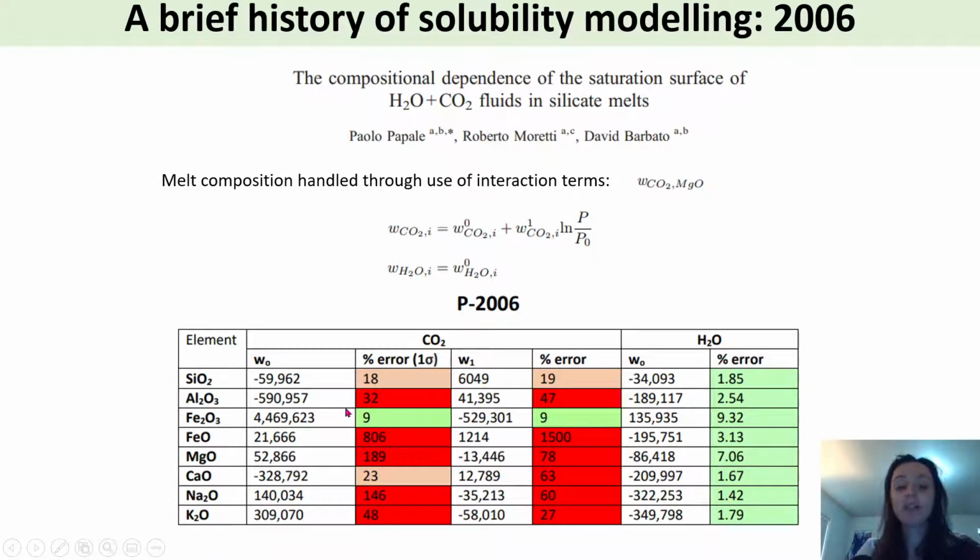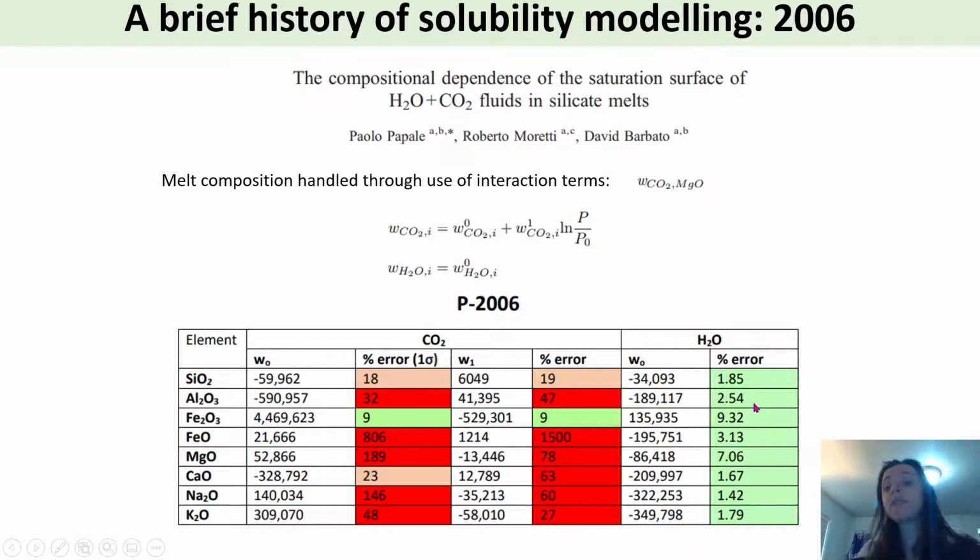And then the error on the coefficients is shown to the right hand side, and these are coloured, so less than 10% is green, up to 25% is sort of salmon, and then higher than 25% is red. What you can see is that for water, the errors on these coefficients are really quite small.